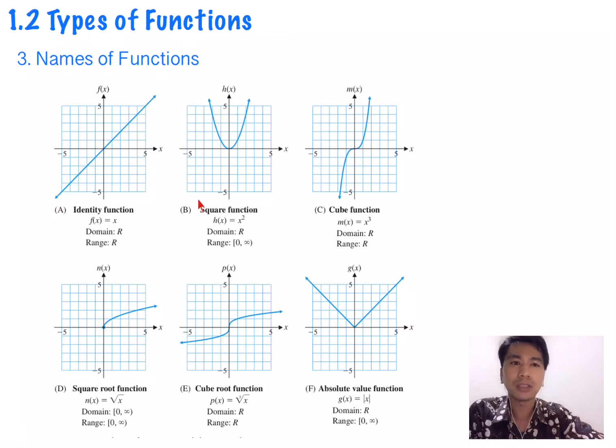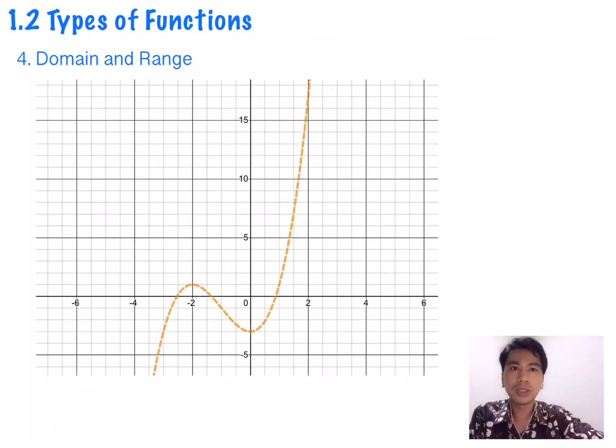The first one is the identity function. This is almost the same as the direct variations. The second one is the square function, which is related to the quadratic functions. The third one is the cubic function. This is what it looks like. And then the fourth is the square root function, which is related to the power functions when a is between 0 and 1. Okay, and then you have the cube root function. It goes like this. And then the absolute value, which is always above the x-axis for the range.